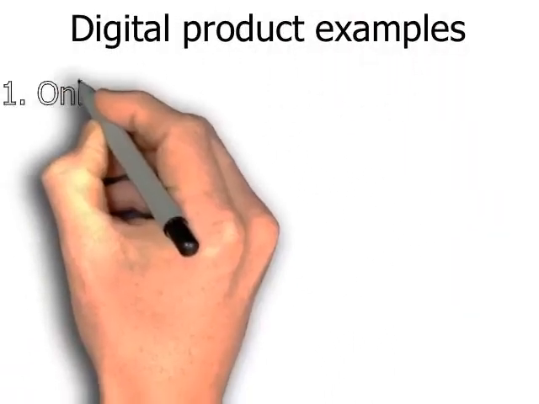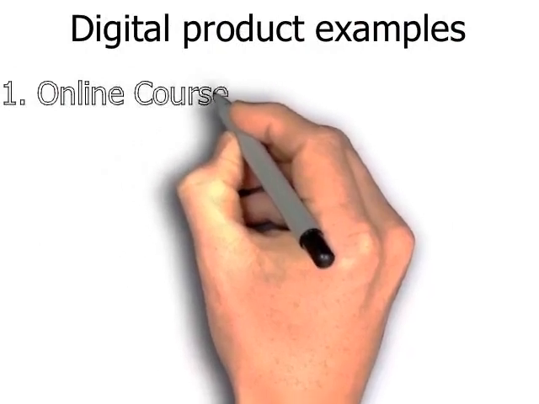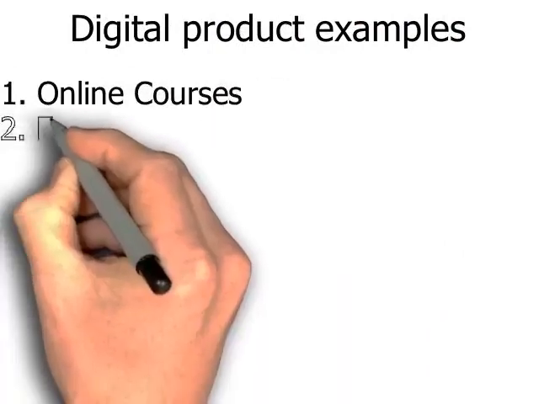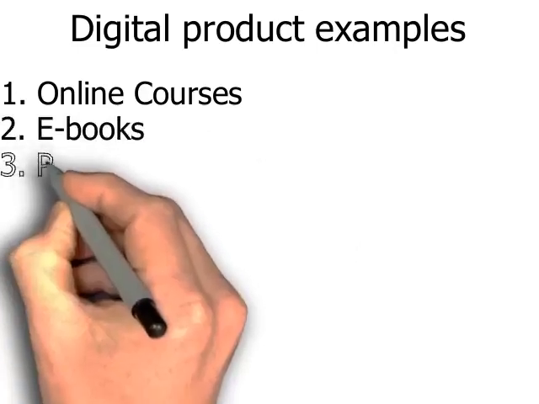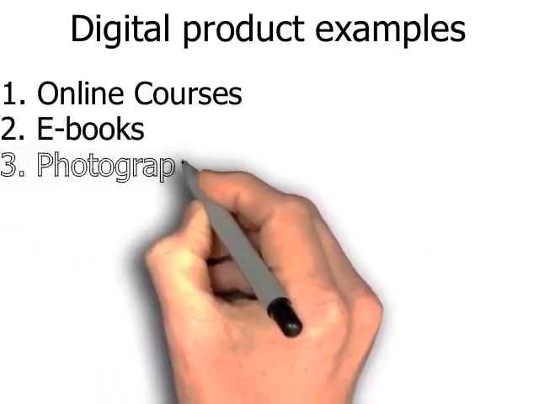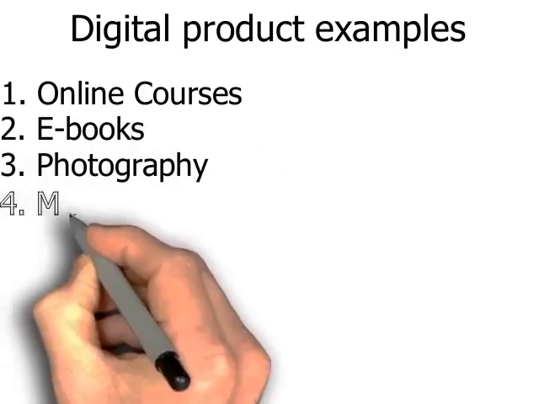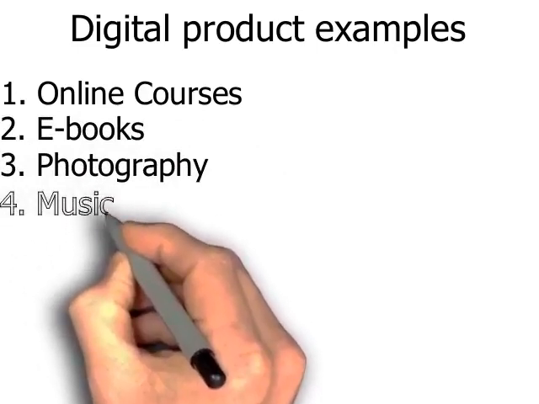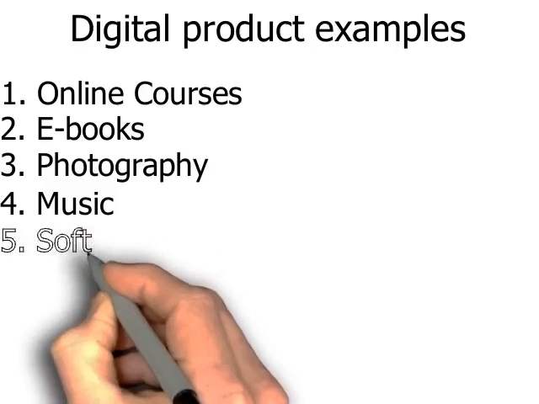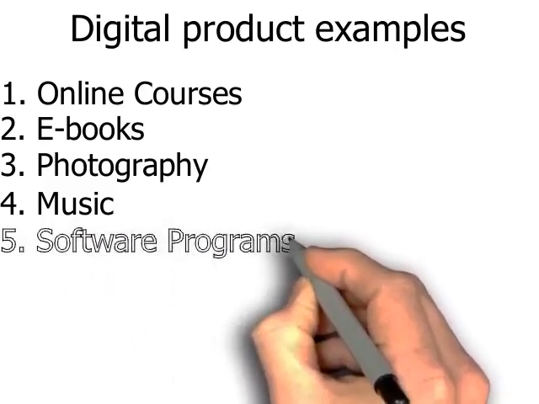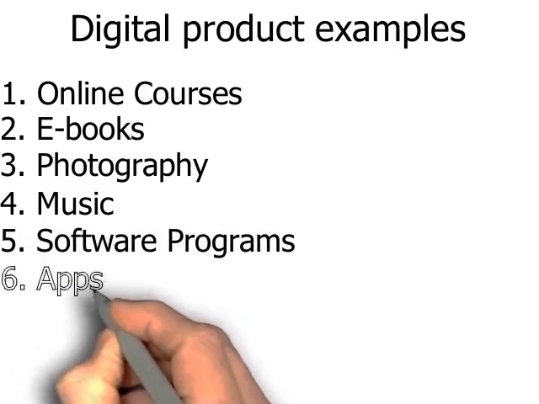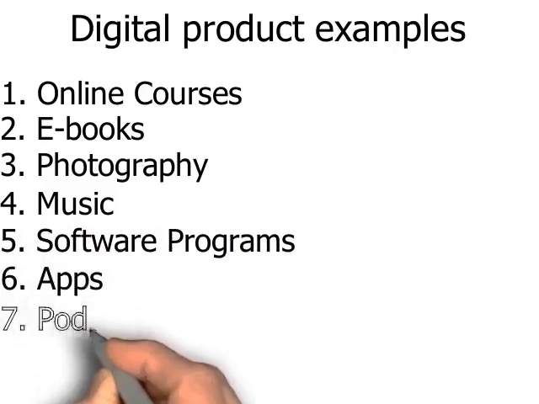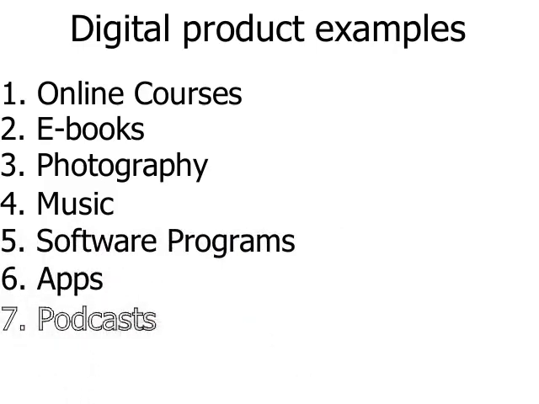Digital product examples: one, online courses. Two, e-books. Three, photography. Four, music. Five, software programs. Six, apps development. Seven, podcasts. Eight, etc.